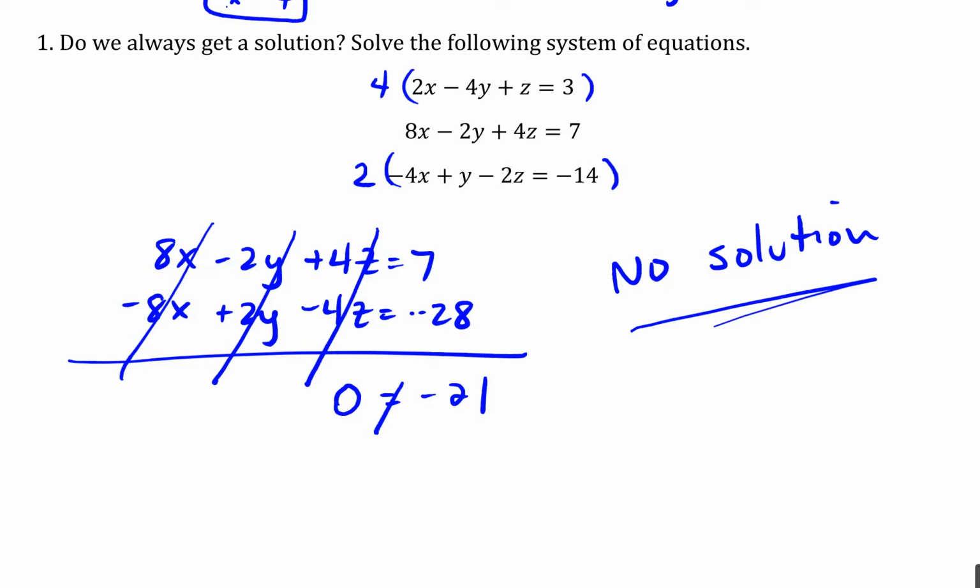Now, if you were to plug this in a calculator and make a matrix of this, you're going to wind up getting a row of all zeros, and that tells us that there's no variable that works there. Okay?